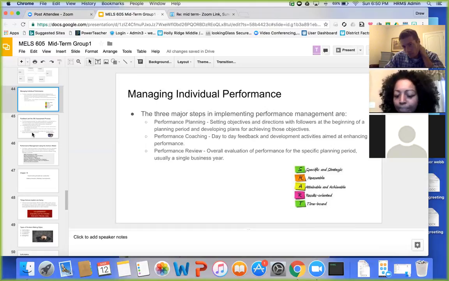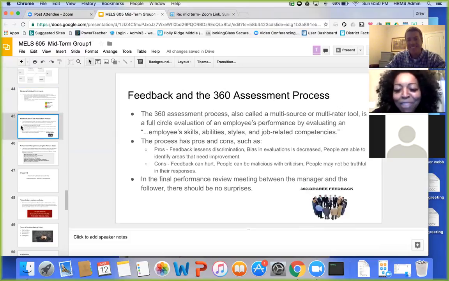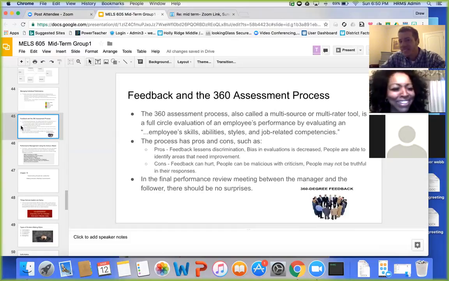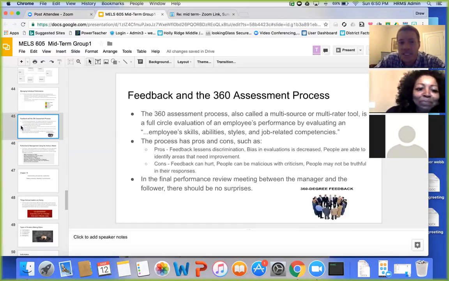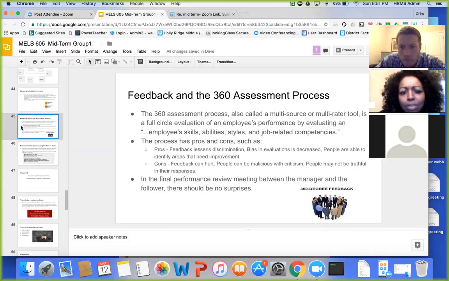It's usually a year. And so at the bottom, you can see there's SMART goals, which we all know. And then feedback and the 360 assessment process. The 360 degree assessment process, also called a multi-source or multi-rater tool.